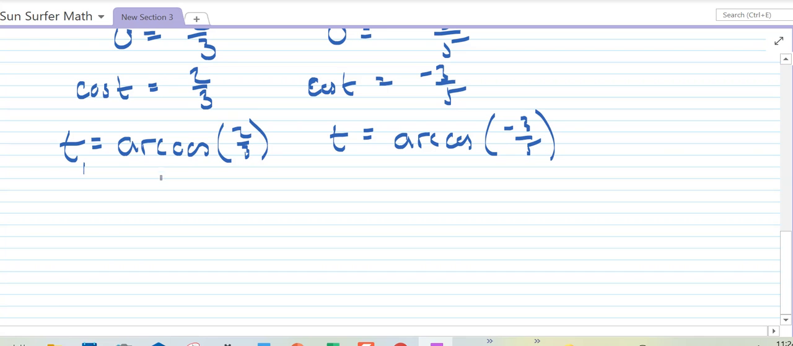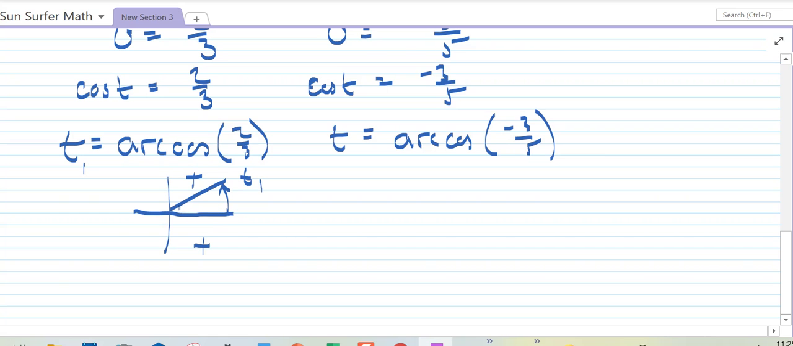First, over here, this is going to give us an angle in the first quadrant because cosine is positive in these two quadrants right here. And so this is the angle that has a positive cosine. So it's something in the first or the fourth quadrant. And we're looking for angles between 0 and 2 pi. So the first angle is simply going to be the arc cosine of 2/3. So this is going to be T1.